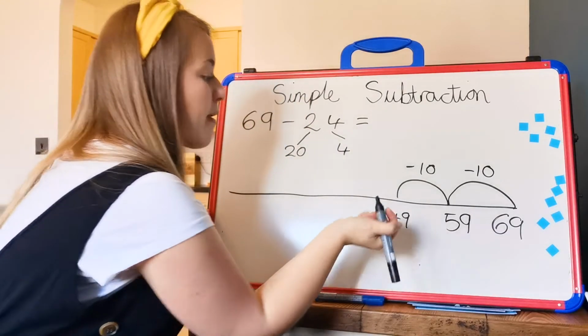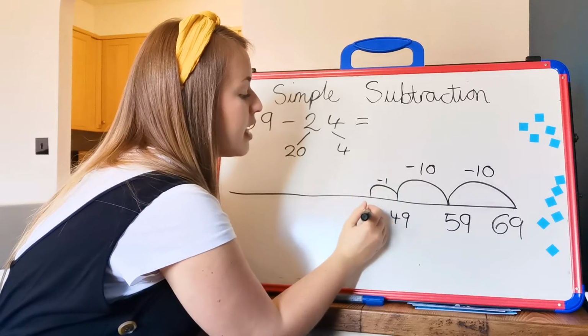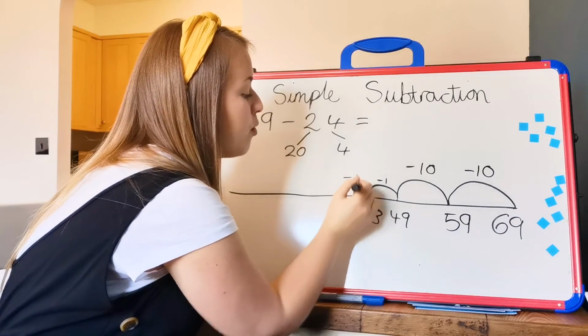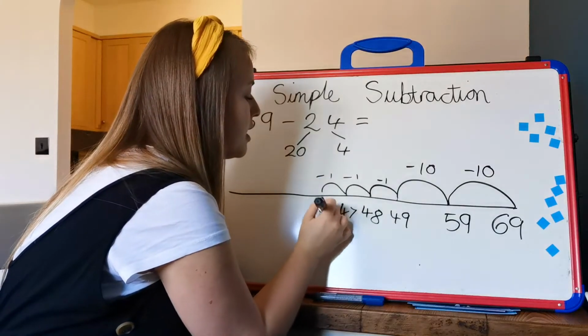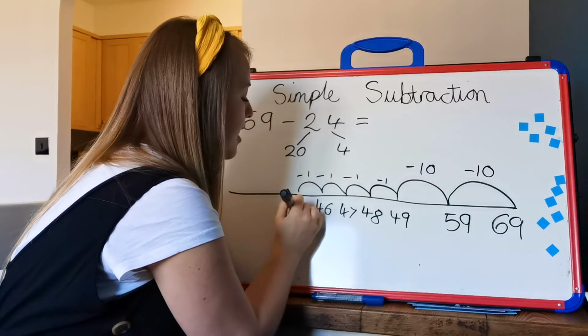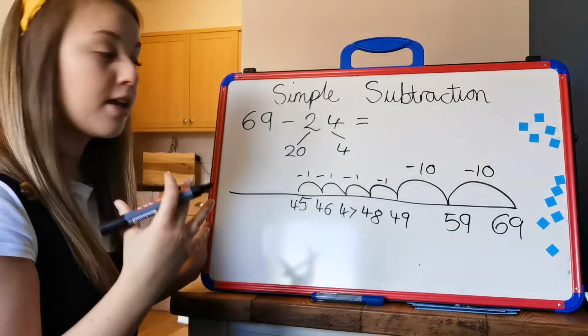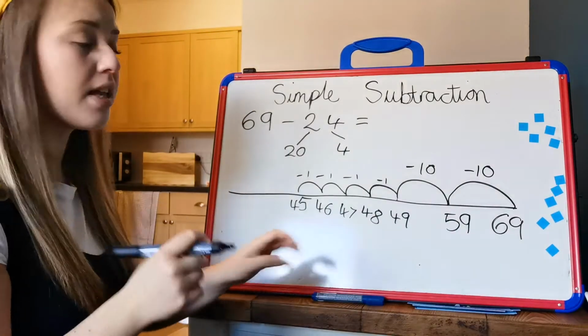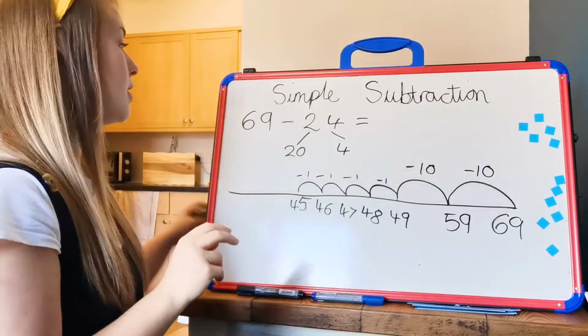So then I take away my 4, and that can either be 4 jumps of 1. So take away 1, that's 48. Take away 1, that's 47. Take away 1, that's 46. And then take away 1, that's 45. Alternatively, they can just do one big jump of 4 and then take away in their head. So that is a simple subtraction on a number line using just 2-digit numbers.